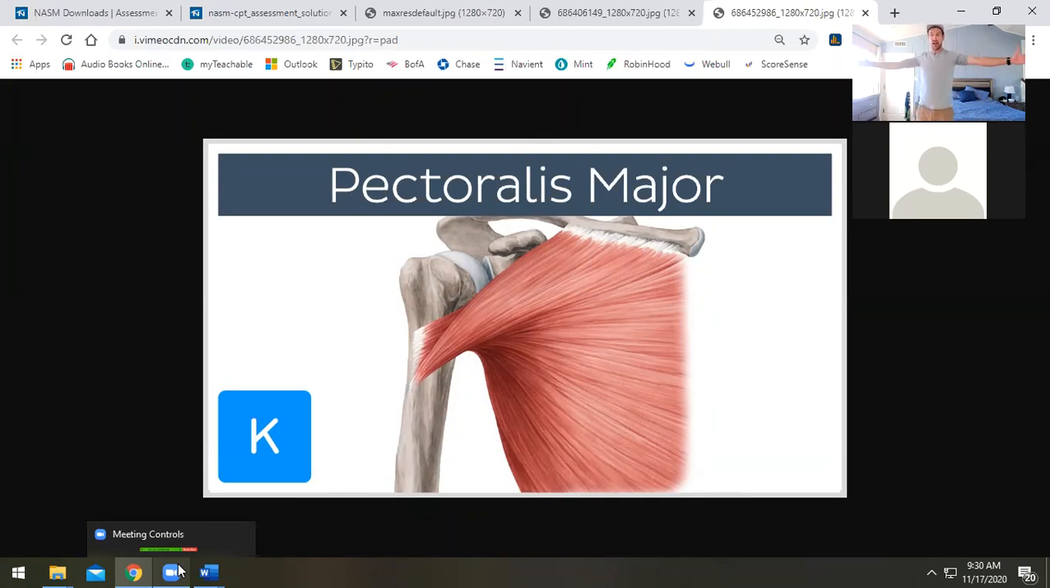So chest flies, that's the pec major, or chest presses. Notice how that's the same movement. Obviously my elbow is straight in this version, but if I bend my elbow, that's the same movement. If I also perform that with elbow extension, suddenly I'm doing a perfect chest press. So that's your pectoralis fibers.